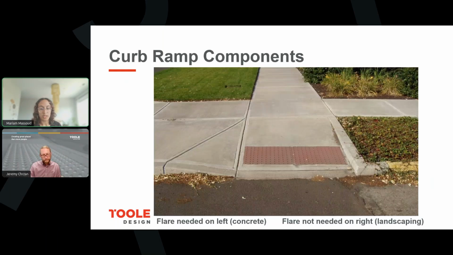And then we're going to talk about every component, but before we get into that, I do want to mention that not all components are required on all curb ramps. So one example would be flares. Flares are required if the area next to the ramp is walkable, like a sidewalk, and you can see that on the left side of this image. But if the area next to the walk is not walkable, such as grass or landscaping, then a flare is not needed, and that's shown on the right in this image.